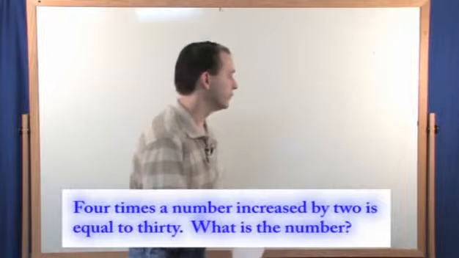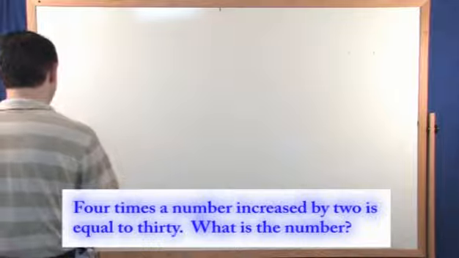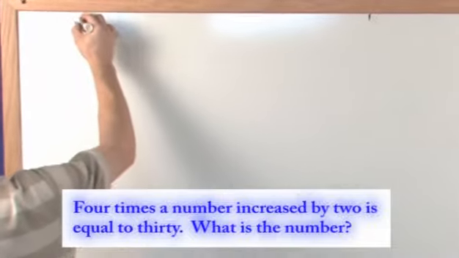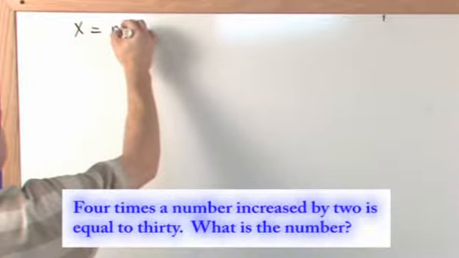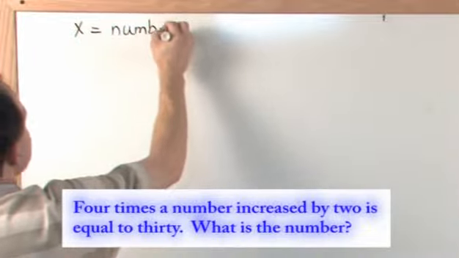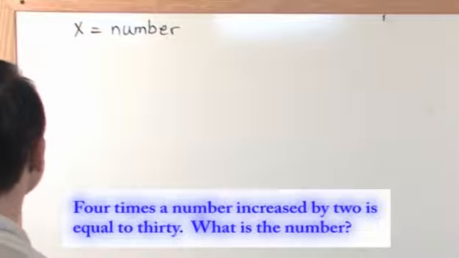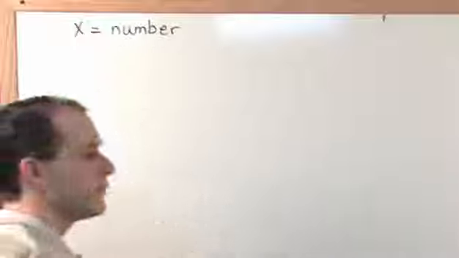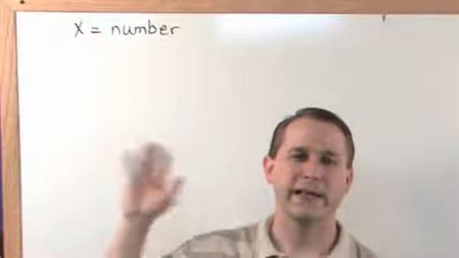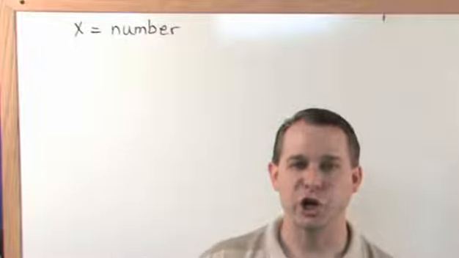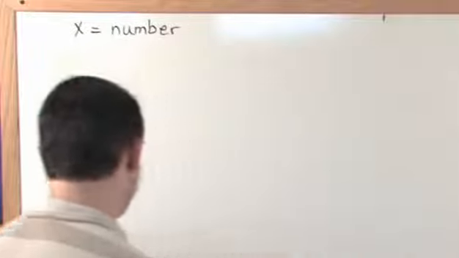Because we have an unknown here, we have a number, we're going to say that the variable x is equal to the number. The reason I'm doing this is because I really don't know what the number is. That's the whole point. I don't know what the number is, so I'm going to assign a variable to it. And remember, way back to beginning algebra, that's what you're doing here. You don't know what it is, so it's a variable. It's the unknown, so you assign it to be x.